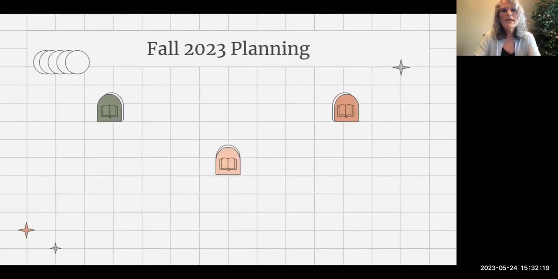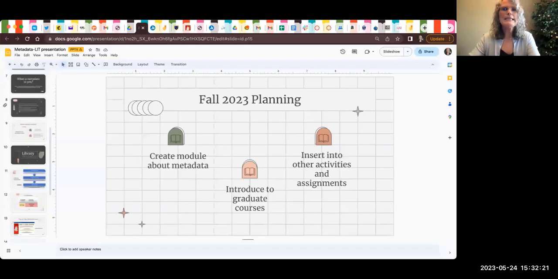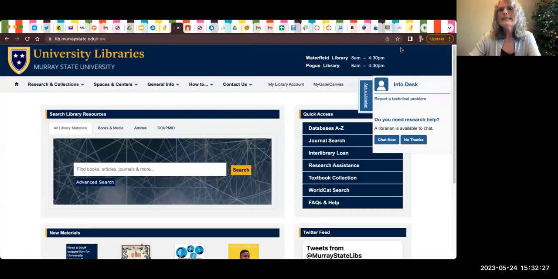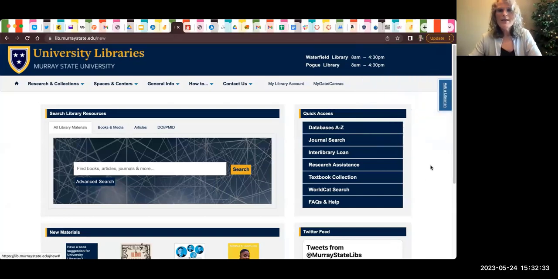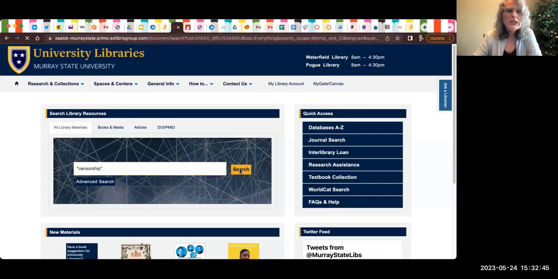I do want to stop here though and get out so that you can see what I did before I move any further. So let me just move this some. So this is our library website. Let me just put in there censorship. And we're just going to go with all library materials.